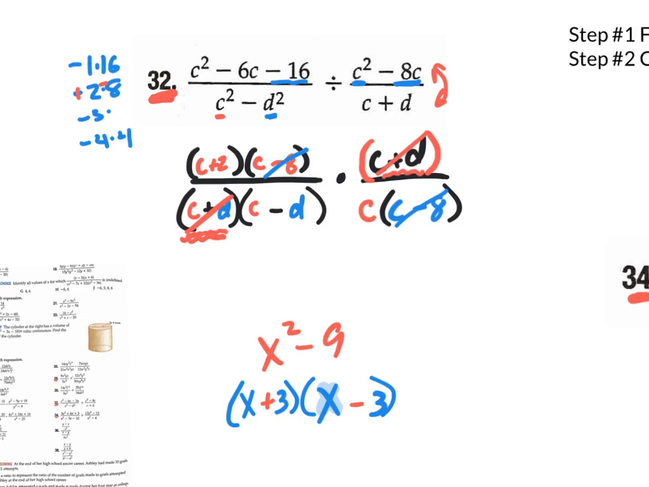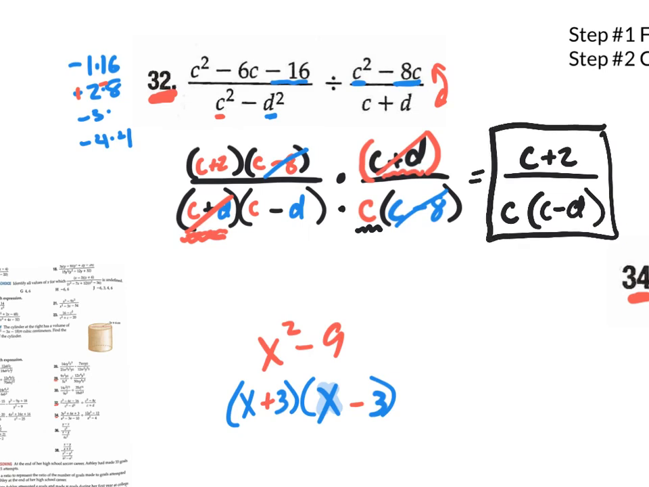Let me rewrite it. Our answer would be c plus 2 up on top, no more parentheses, you don't need it. On the bottom, you do need the parentheses around the c minus d. Why? Because we have this other c that we need to multiply it by. So you either put that c out there or actually distribute it through, but I would just leave that c out there with the multiplication sign right there in front of the parentheses c minus d. So there's your answer for number 32.